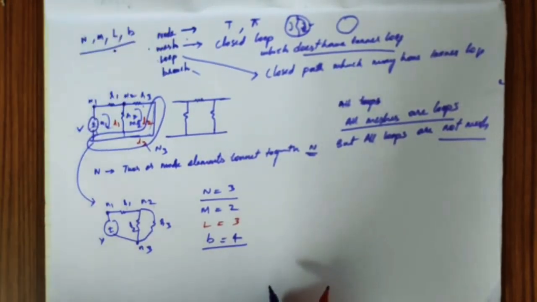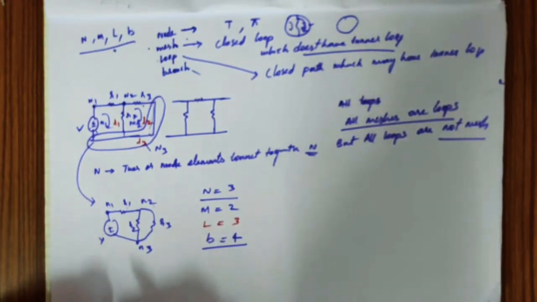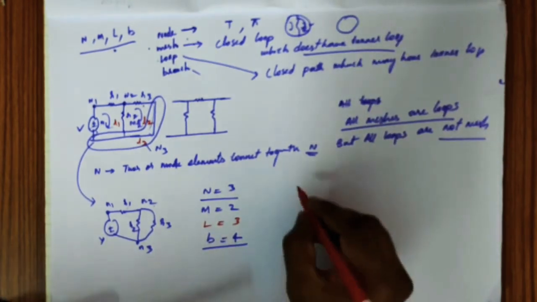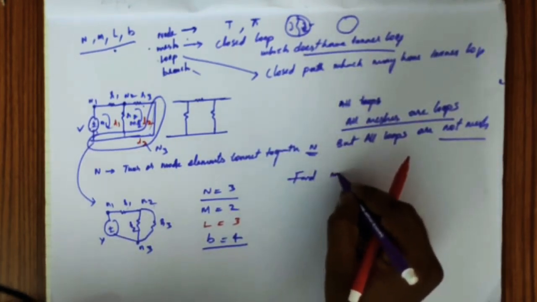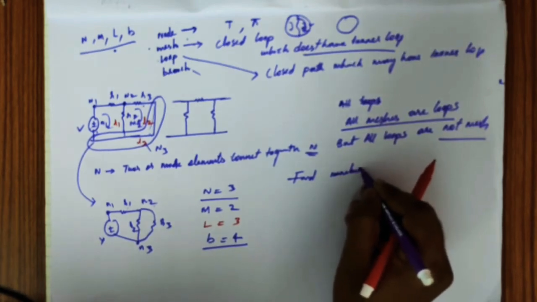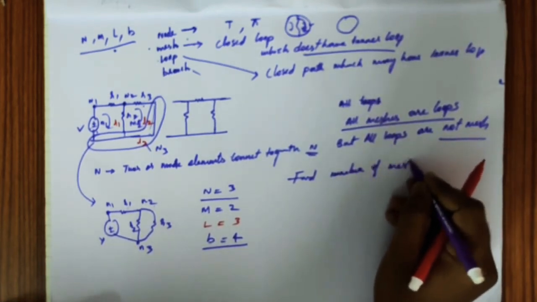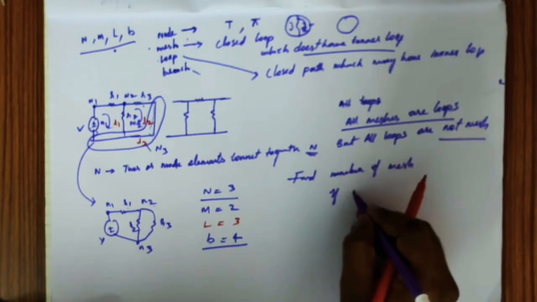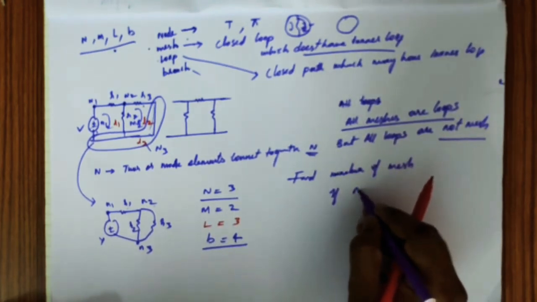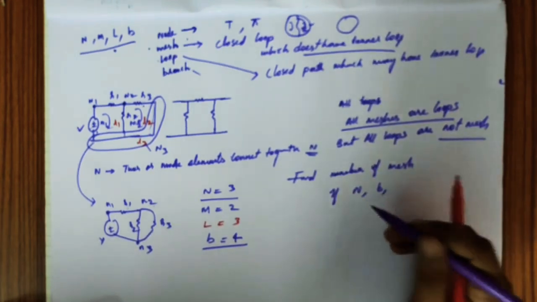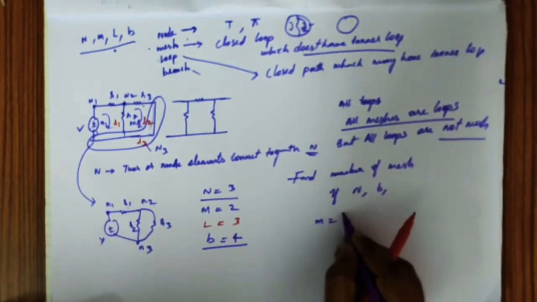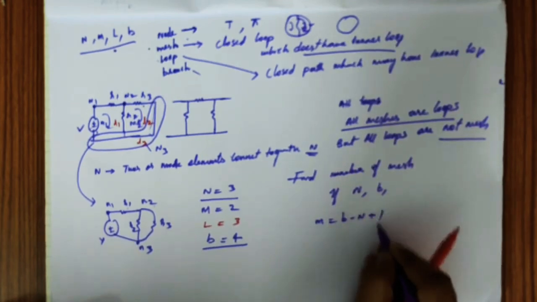In coming classes we'll learn about node analysis, mesh analysis and all. But for the time being, if someone asks you to find the number of meshes in your circuit, and they give the number of nodes and number of branches, the formula is M equal to B minus N plus 1.